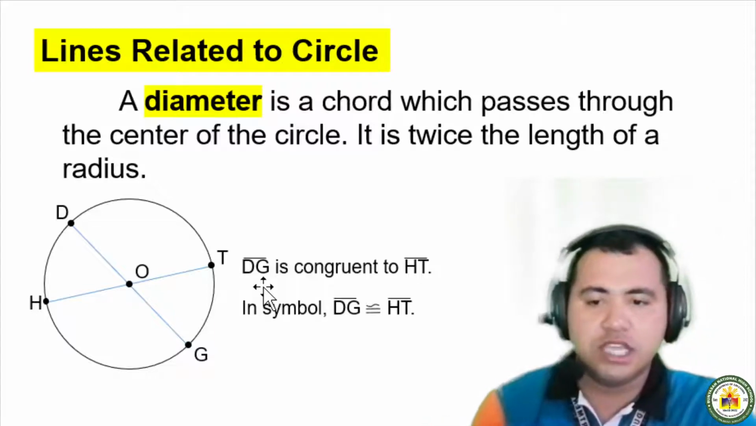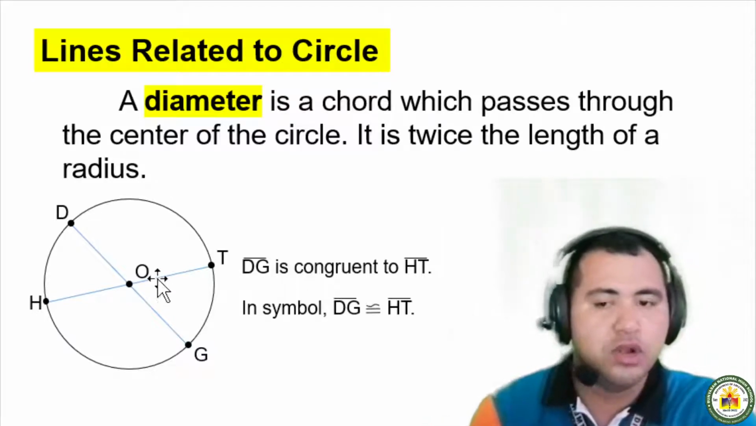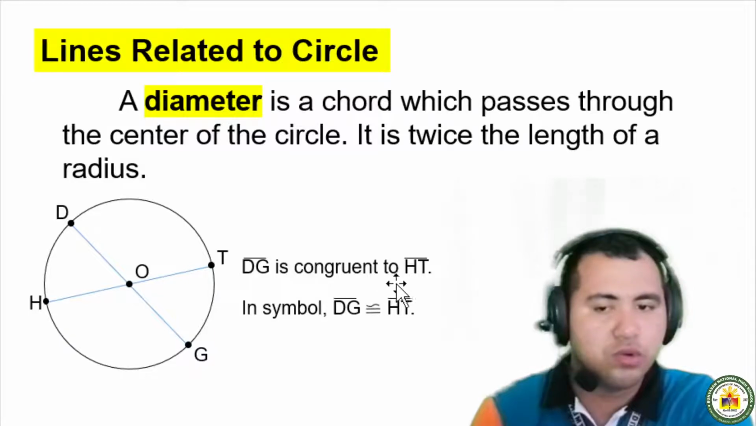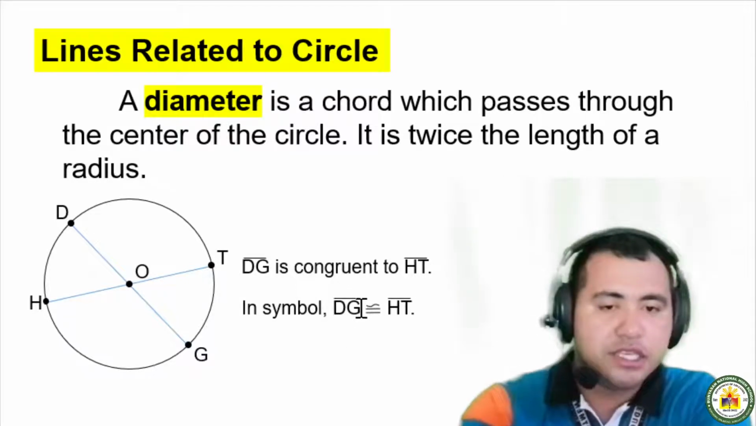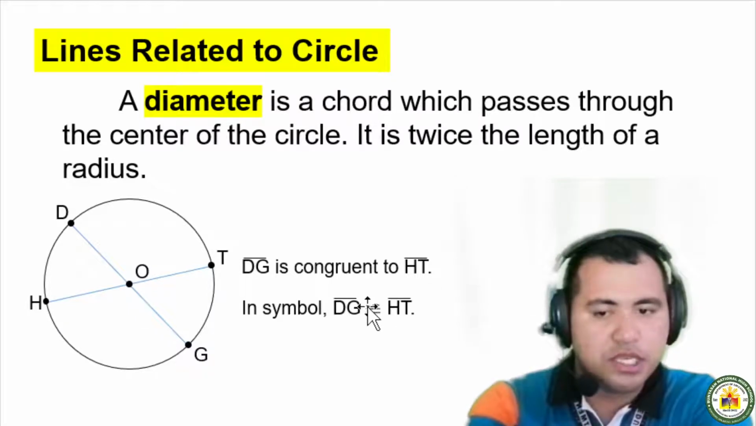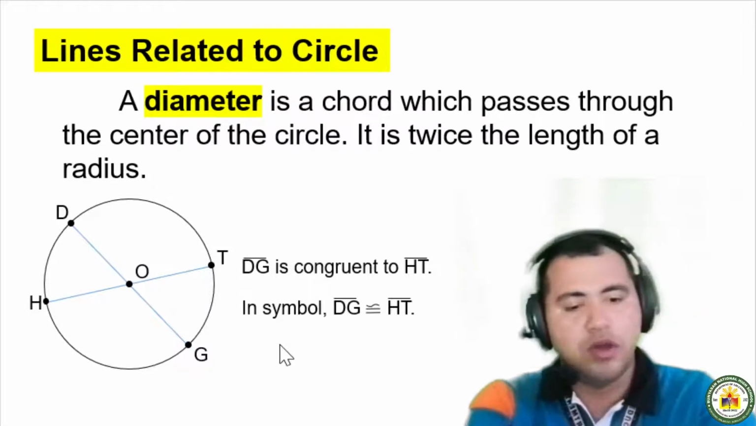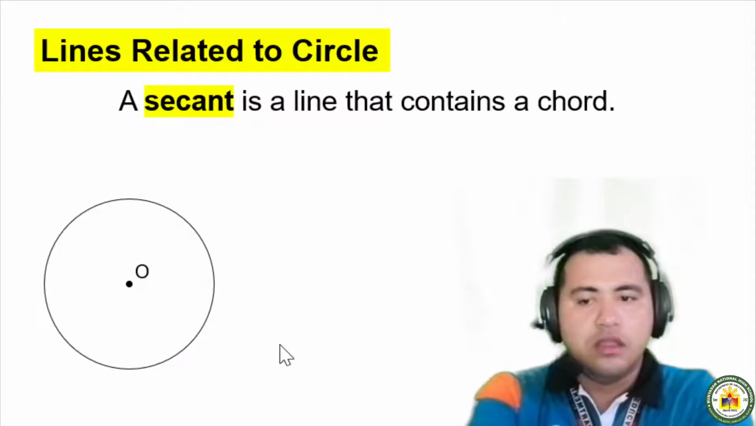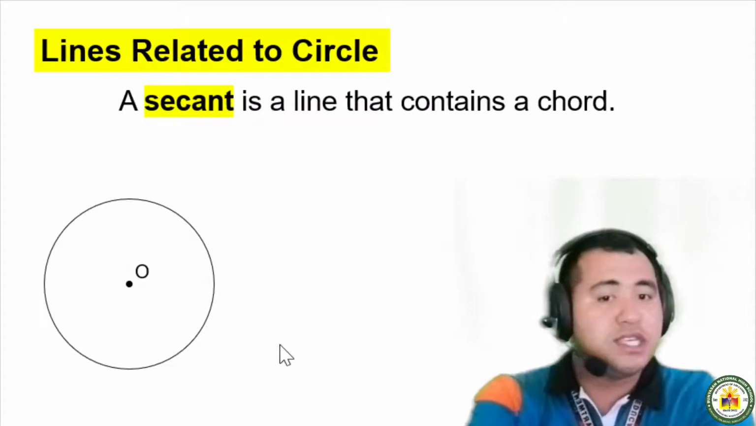So, therefore, DG is congruent to HT. Or line segment DG is congruent to line segment HT. Or in symbol, that is line segment DG congruent to HT. Mao ni siya symbol. So, mao na siya. Then, let's proceed to the secant.